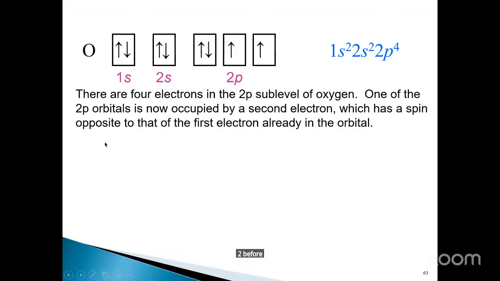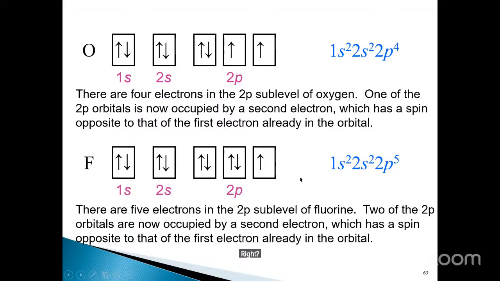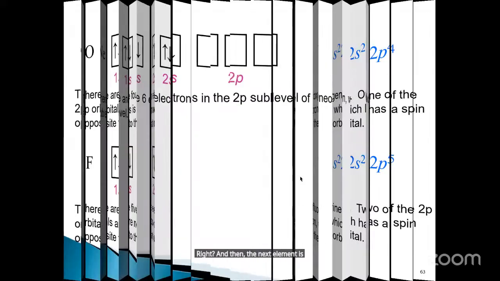And then the next element, which is fluorine, basically, you're just going to add, so this was oxygen right here, you're going to add an electron to any one of these 2, and you're going to get this electronic configuration, which is 1s2, 2s2, 2p5. And then the next element is neon.